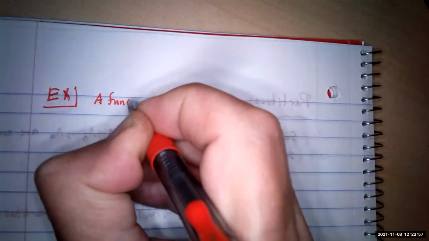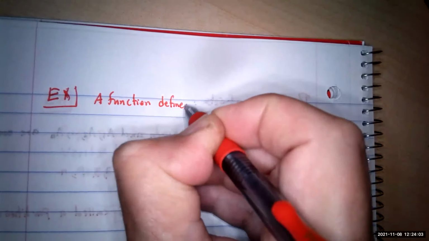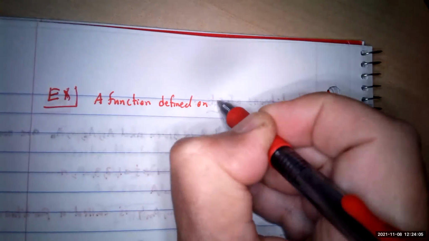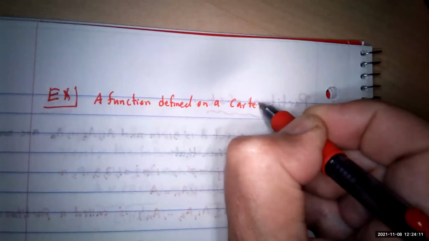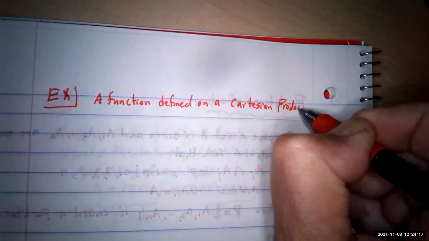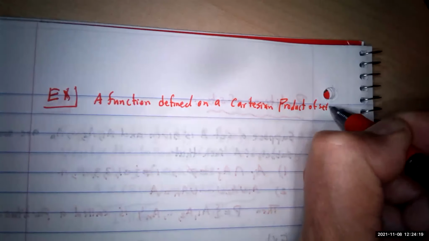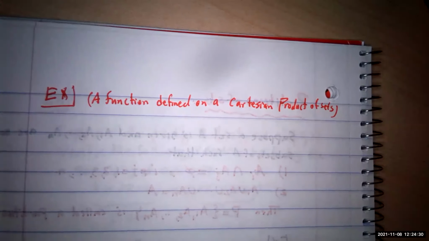It's going to be a function that's defined on a Cartesian product of sets. You see, I want you to know it because some people, as soon as they see the function, they say, oh, this is a horrible function. Okay, but they are not. It's just when you look at it, you enjoy it.